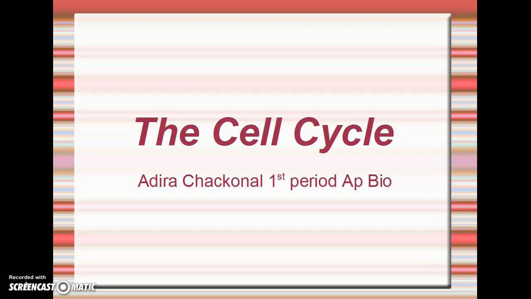The Cell Cycle by Adira Chakhanal. Eukaryotic cells go through a set of stages that determines whether the cell turns out normal or not. This process is called the cell cycle.